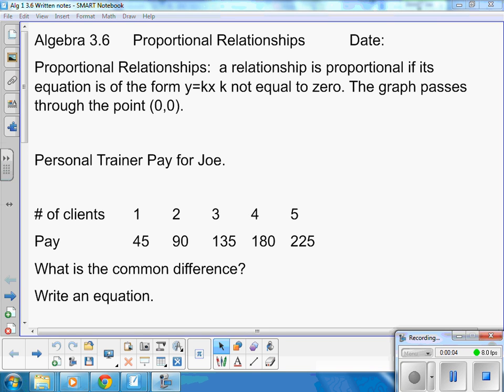Algebra 3.6, proportional relationships, take 82. Don't forget to write down today's date.